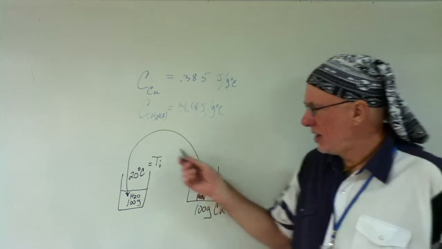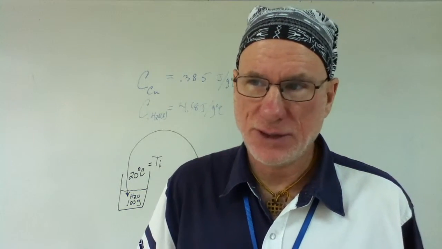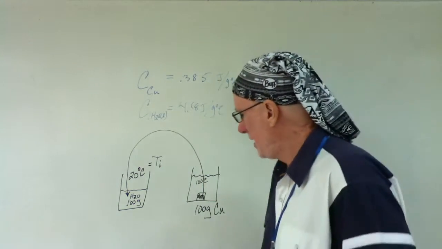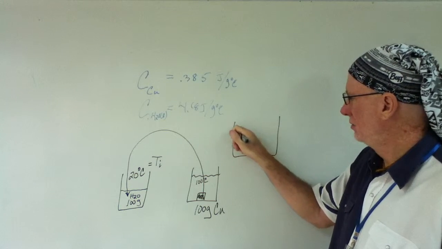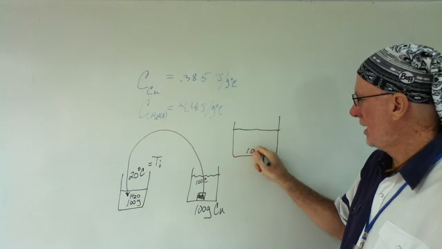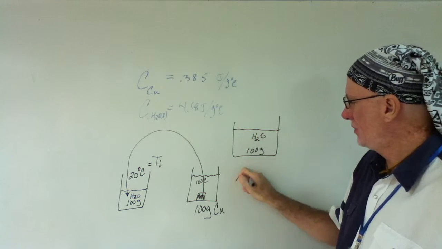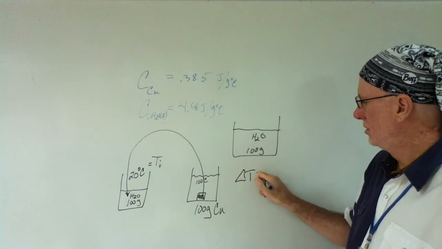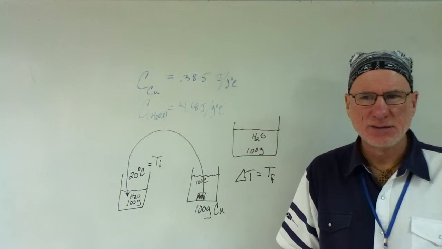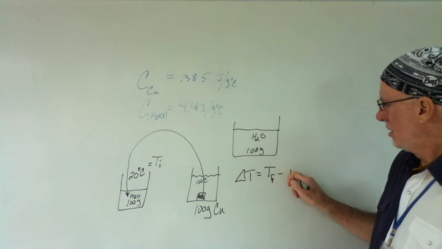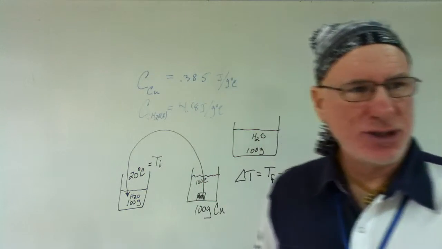Okay, so I know that I'm going to heat the water. Is that fair? You sure? Yes or no? Okay, good. So now, what I have is 100 grams of water, and there's a delta change, and it's going to be T final. Do we know what the final temperature is? No, we don't. But we know what the initial temperature is. So let's list our data, shall we?